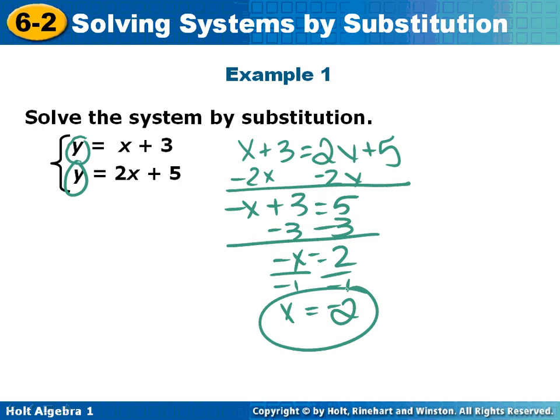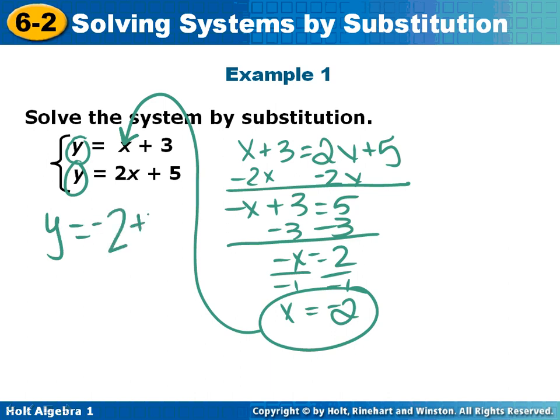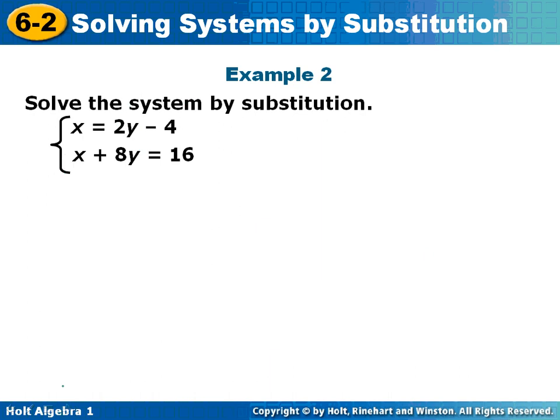Now I've got to take that negative 2, plug it back into one of the original equations, and y is going to equal, substitute again the negative 2 in place of the x, plus 3, and y equals 1. The final answer, I have to take the x value and put it first, and the y value and put it second. Okay, example number 2.